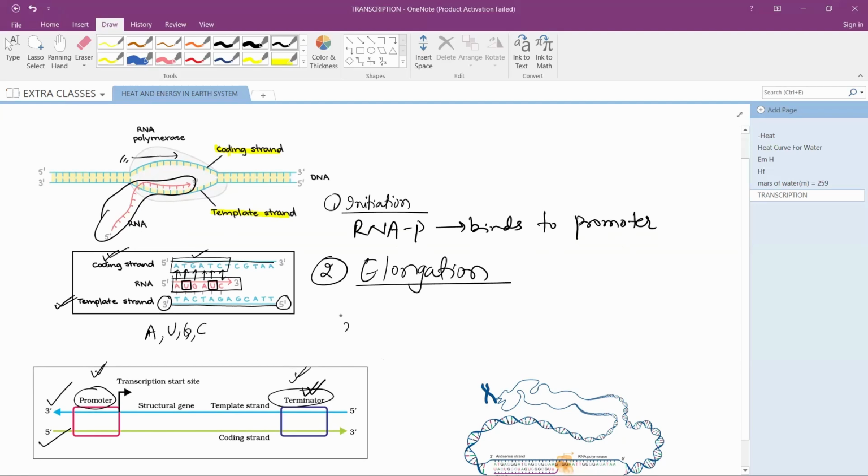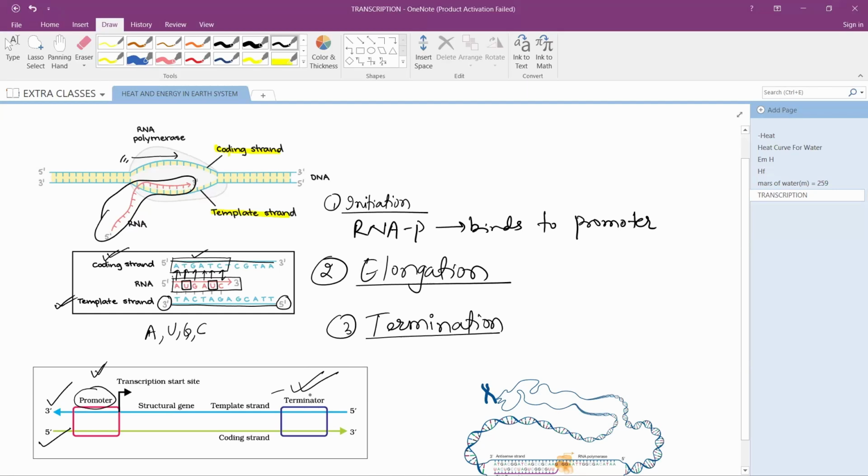So the third step is termination. During this step, transcription ends when RNA polymerase reaches which sequence? The terminator sequence, and this terminator sequence is also a unique sequence. The RNA transcript is detached from the DNA template. So this RNA primary transcript gets detached at the terminator end of transcription. Any problem?